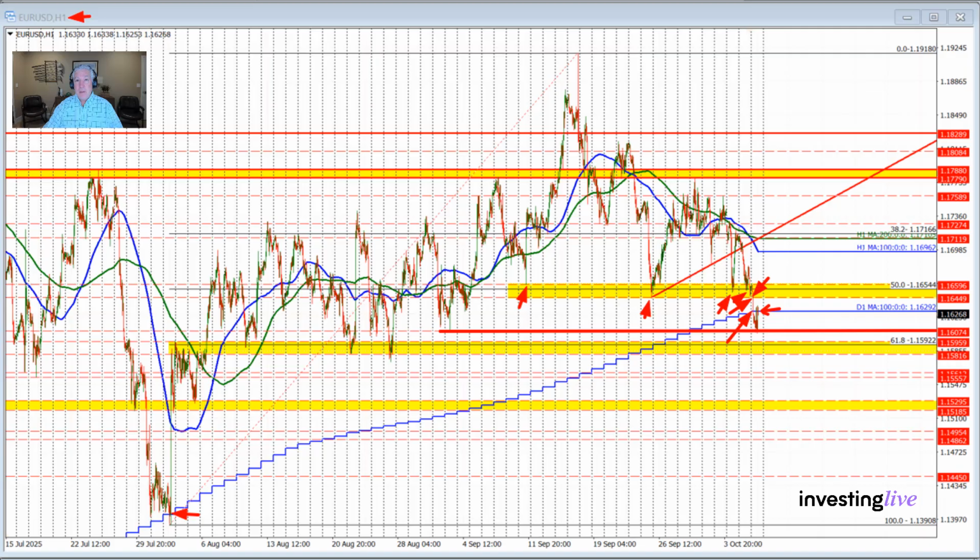If we trade below it and move back below the 1.1607 level, then we look toward the 61.8% retracement in this swing area down here between 1.1581 and 1.1595. Get below that level, opens the door for further downside momentum.